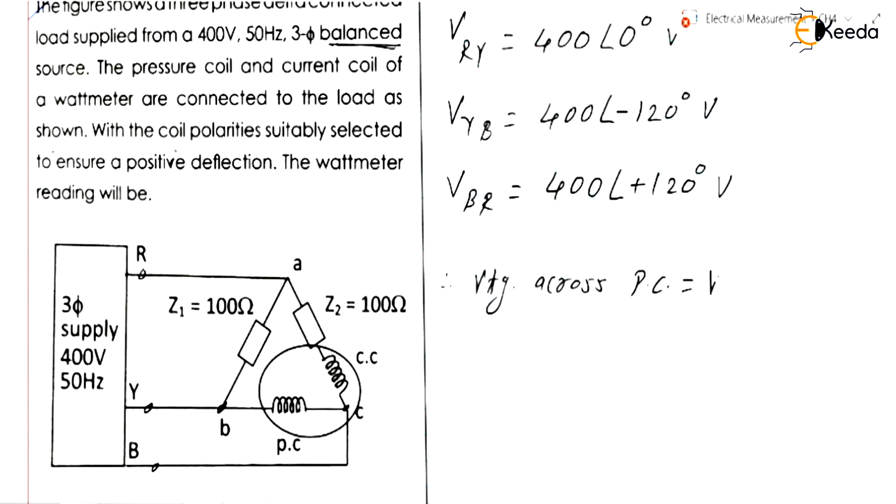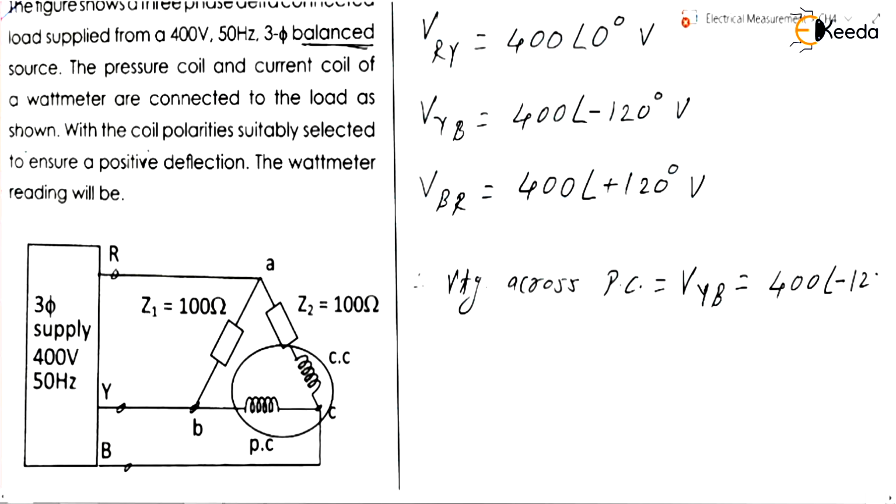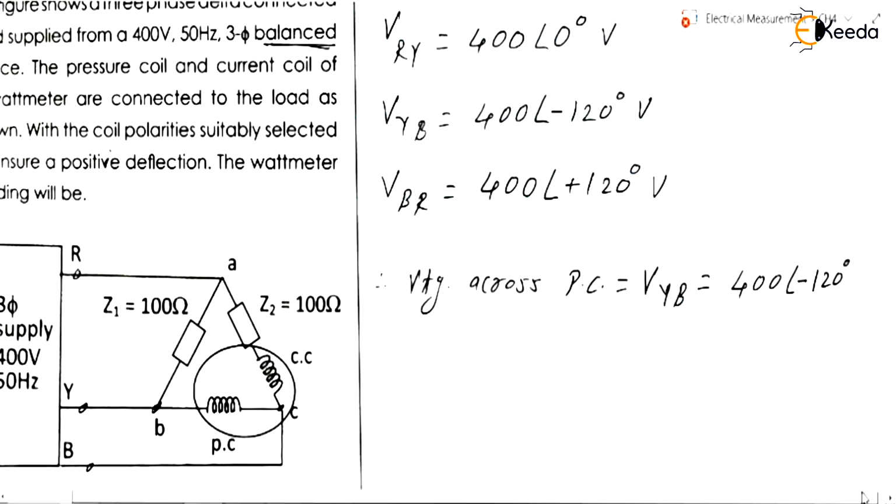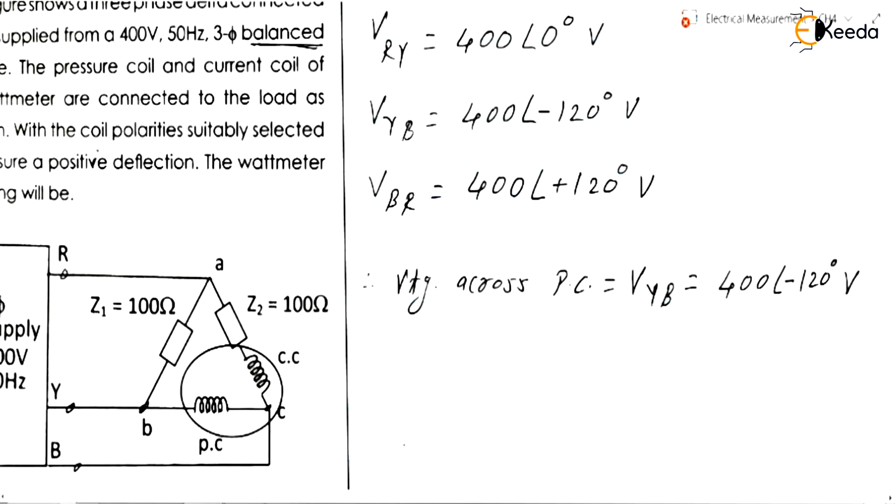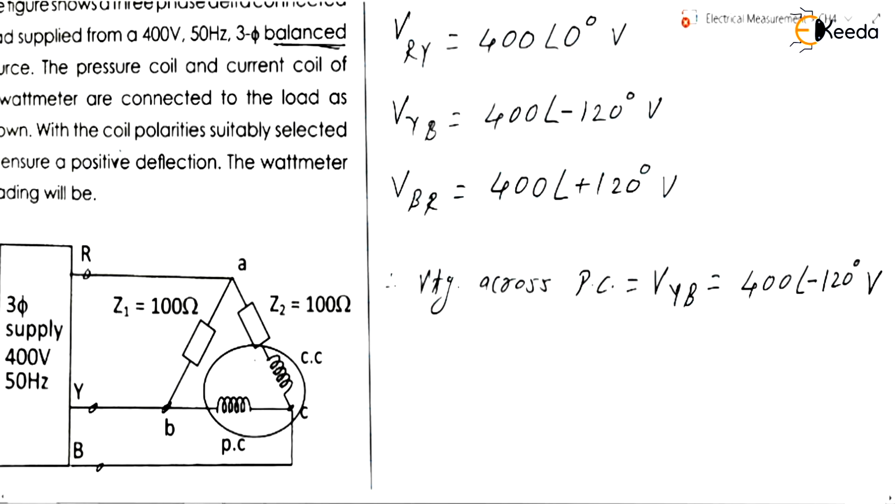Okay, so VYB is equal to 400 at angle minus 120 degree volt. This is the voltage across the potential coil, right? Next, our task is to find the current flowing through the current coil. Now, the current flowing through the current coil is nothing but the voltage across points A and C divided by the impedance.